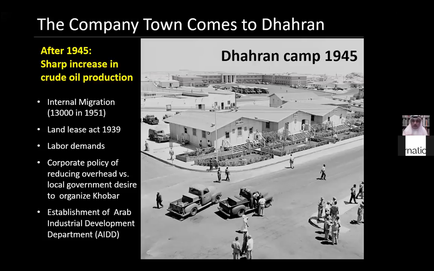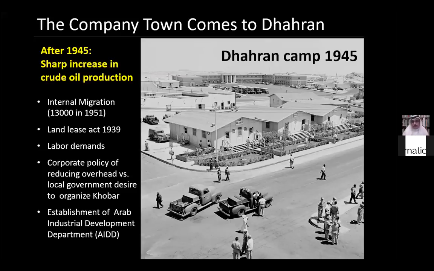The other important development is that Aramco didn't want to be the mayor of Dahran and Khobar and all of these towns. So they didn't want to be responsible for the infrastructure. So they established at Aramco what they called the Arab Industrial Development Department, AIDD, which supported smart Arab Aramco employees with technical expertise and a bit of finance to establish their own companies for industries that the community needed.